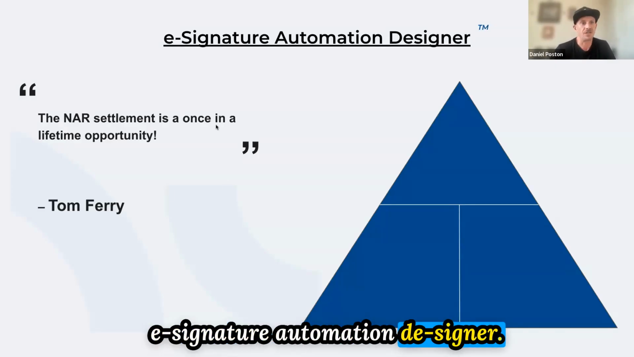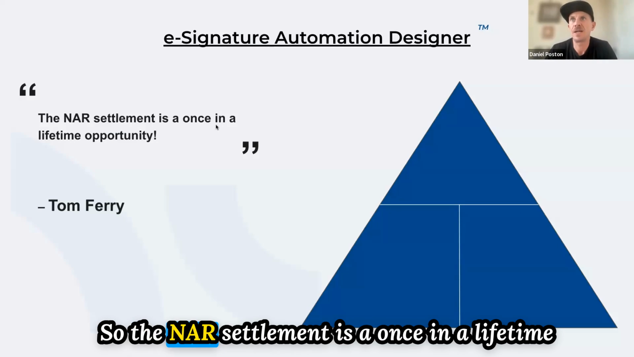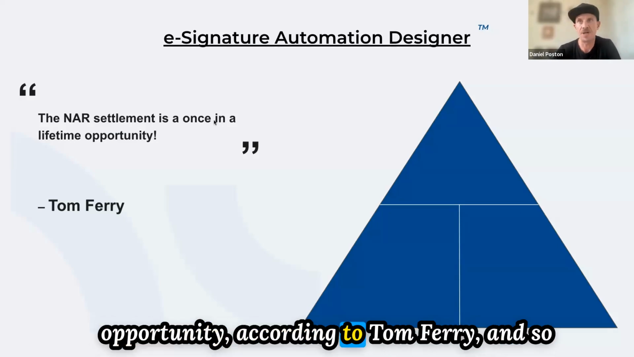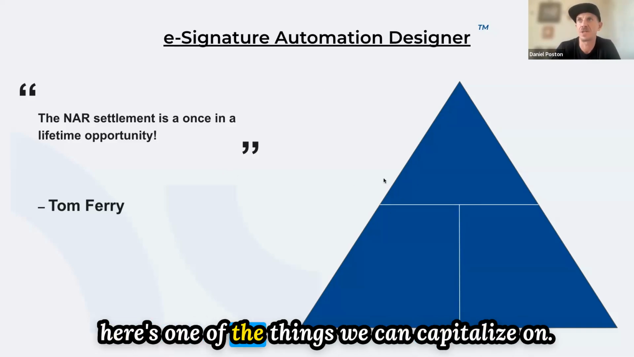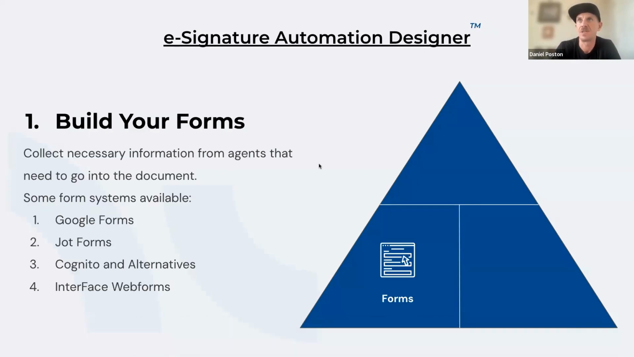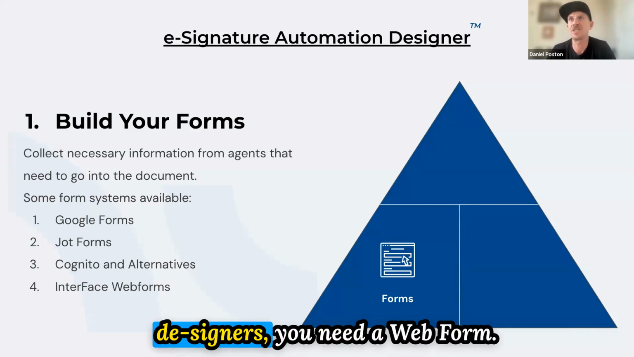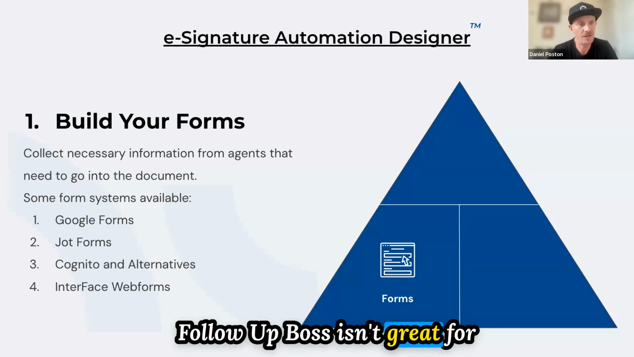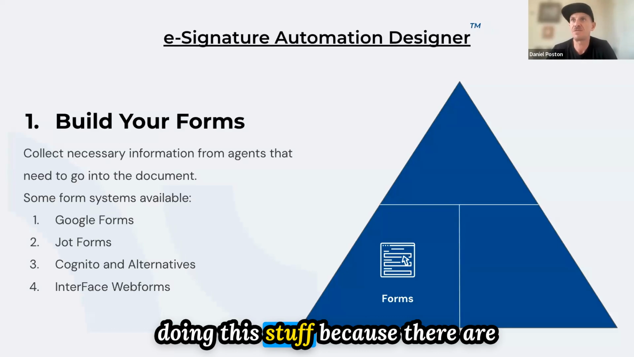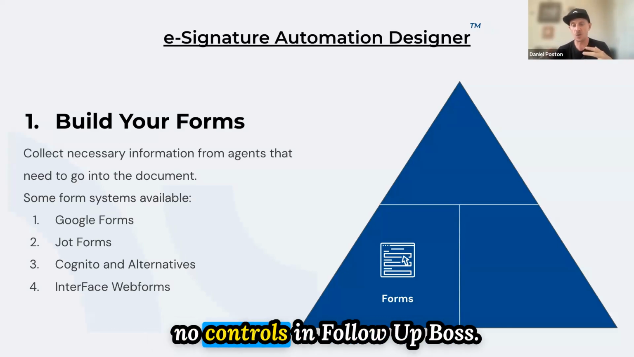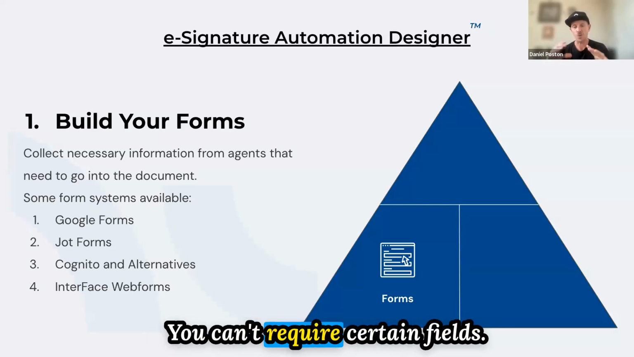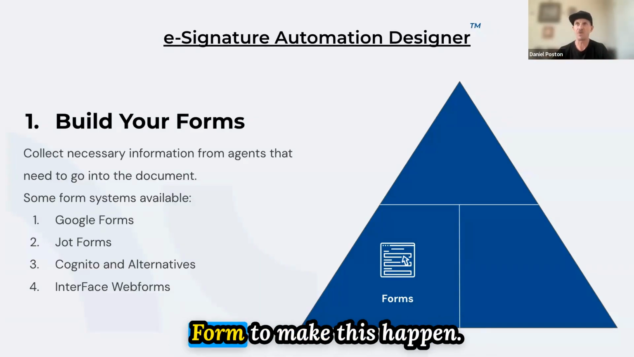E-signature automation designer. So the NAR settlement is a once in a lifetime opportunity, according to Tom Ferry. And so here's one of the things we can capitalize on. The first step of setting up your e-signature automation designer is you need a web form. Follow Boss isn't great for doing this stuff because there are no controls in Follow Boss. You can't require certain fields be entered. And so you really need a web form to make this happen.